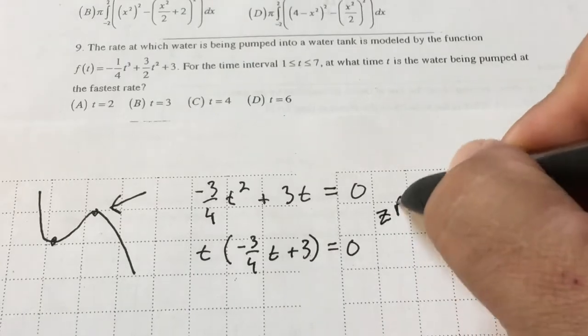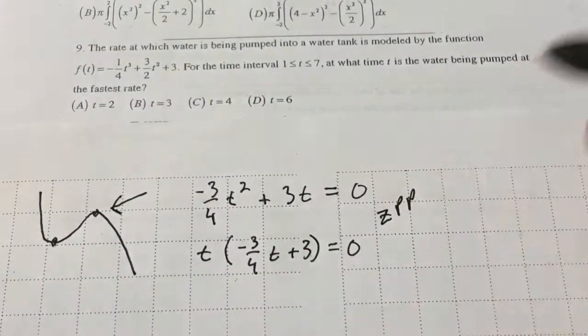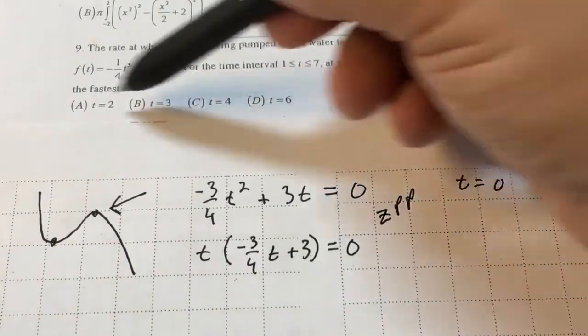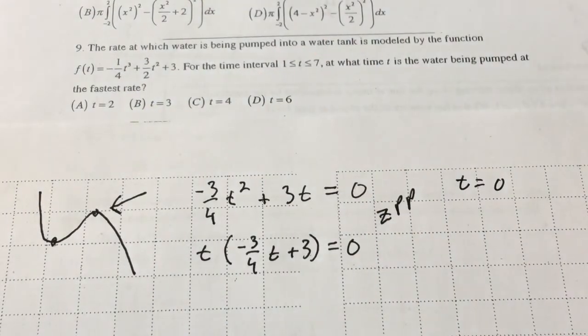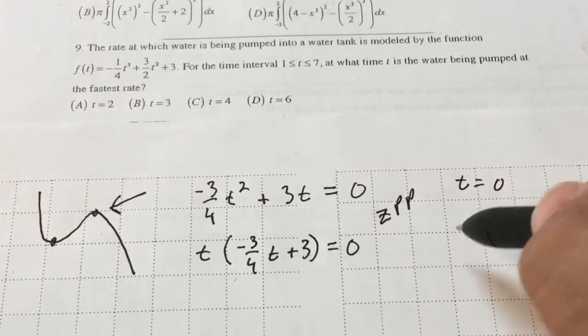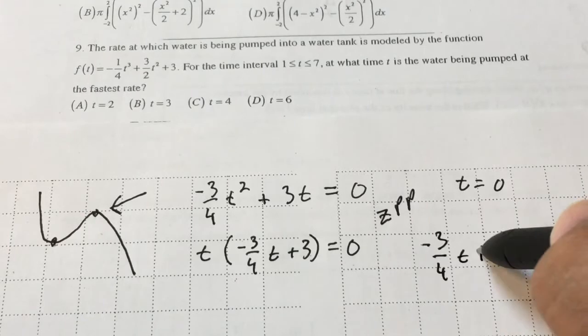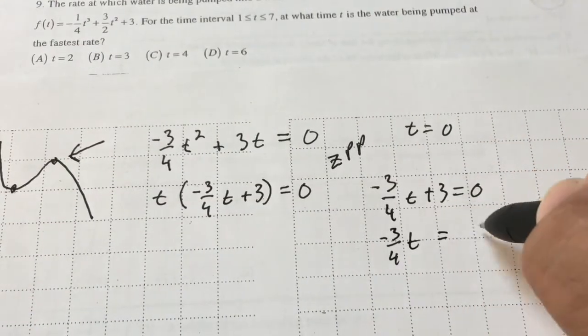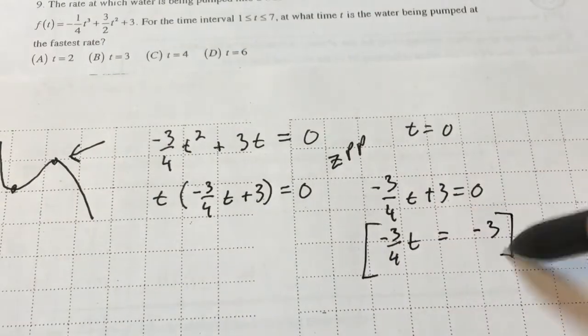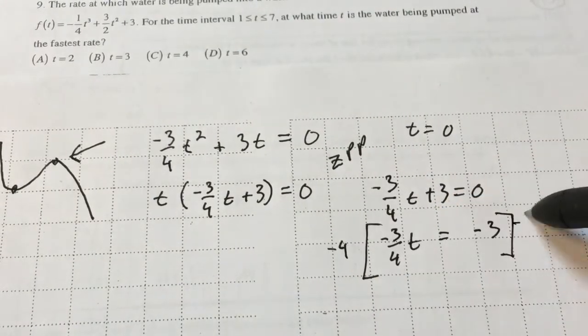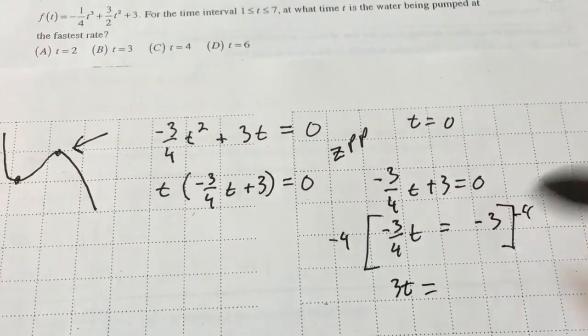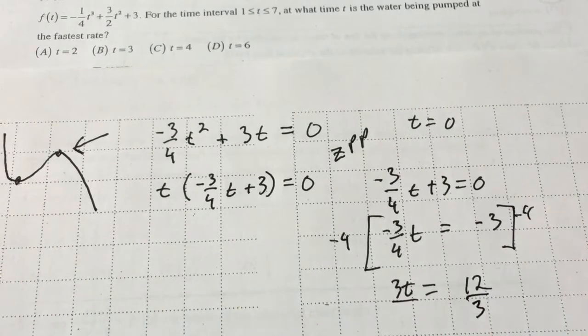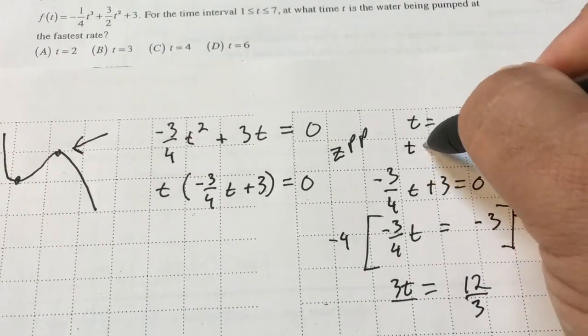I'm going to implement ZPP, the zero product property. I set t equal to 0, and so that gives me t equals 0. That's not an answer choice. All right. Another answer is where I set the other factor equal to 0, so that gives me negative 3/4 t plus 3 equals 0. I subtract 3 from both sides, so that gives me negative 3/4 t equals negative 3. I'm going to multiply both sides by negative 4. And that's going to give me 3t equals 12. Divide both sides by 3, and that gives me t equals 4 as my other answer.